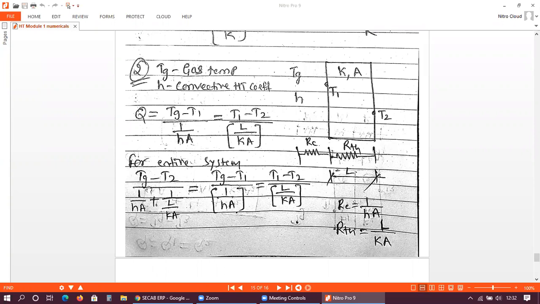This is the equation for the entire system. So this is the rate of heat transfer throughout the wall, right? From the gas, the heat will enter this face, and from the left face to the right face of the wall. Okay.